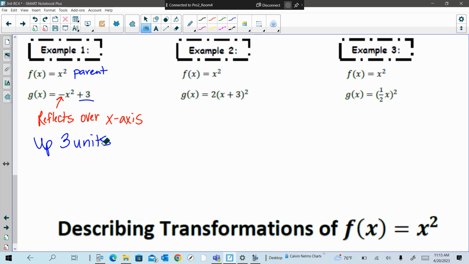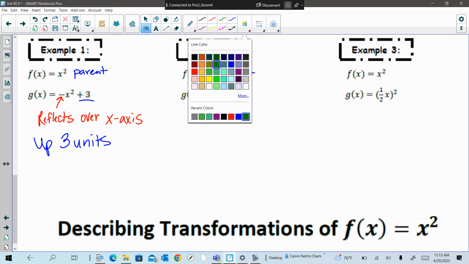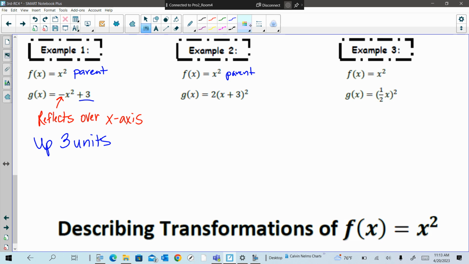Okay, so in example 2, again, the x squared is your parent. So now we change this parent by doing 2 parentheses x plus 3 squared. What is this 2 doing to the graph? It is a dilation. Okay. What type of dilation?